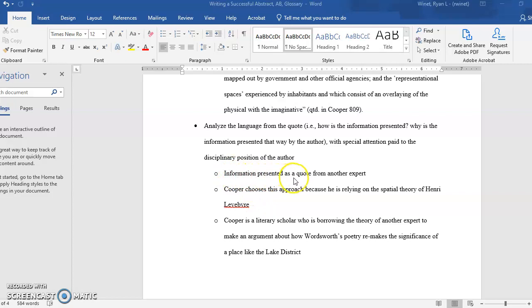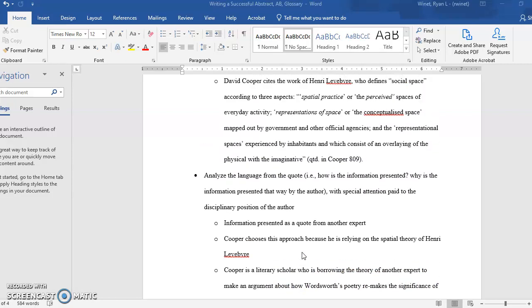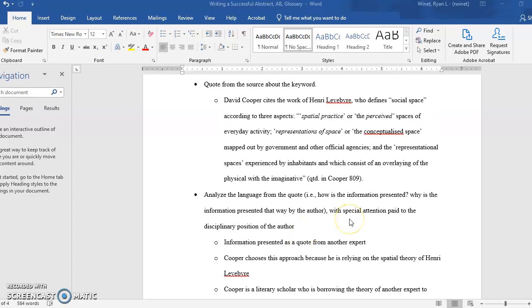The information is presented as a quote from another expert. Cooper chooses this approach because he is relying on the spatial theory of Henry Lefebvre. He is taking another scholar's expertise and using it in his own work about William Wordsworth. Cooper is a literary scholar who is borrowing the theory of another expert to make an argument about how Wordsworth poetry remakes the significance of a place like the Lake District. In other words, William Wordsworth's poetry is trying to give fresh meaning to a place like the Lake District.